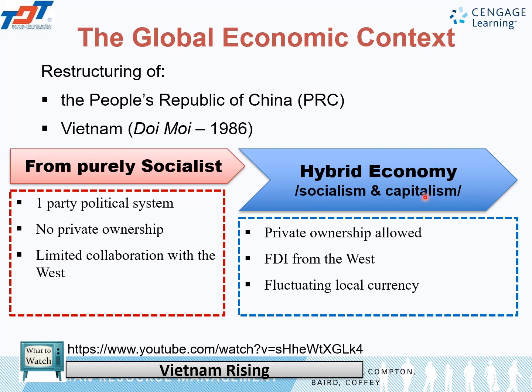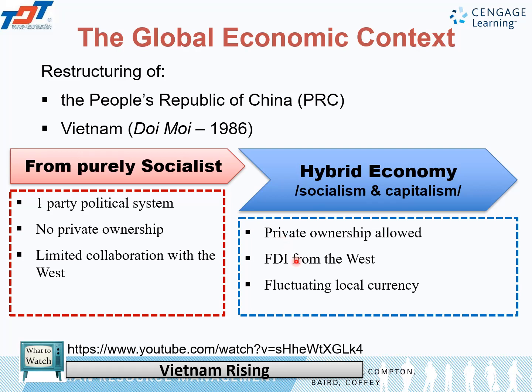What do we mean by this? The one party political system is still in place. At the same time, however, since the restructuring, now we have private ownership. As you see, so many places around Vietnam, you have these little tiny shops and bigger ones, restaurants, cafes. All these establishments are not owned by the so-called state, but are privately owned.